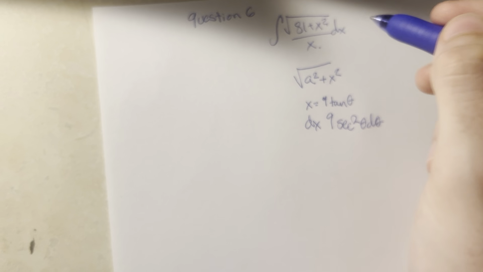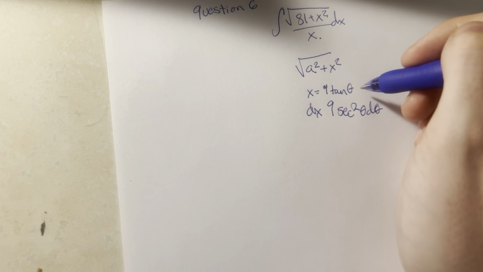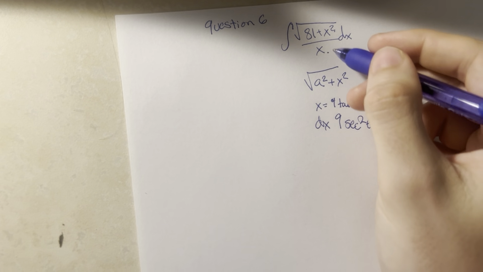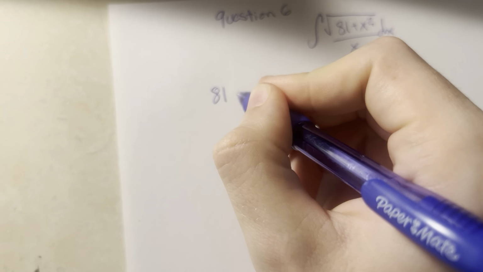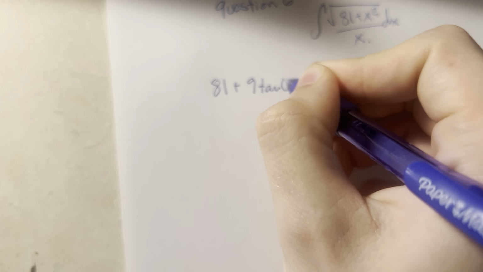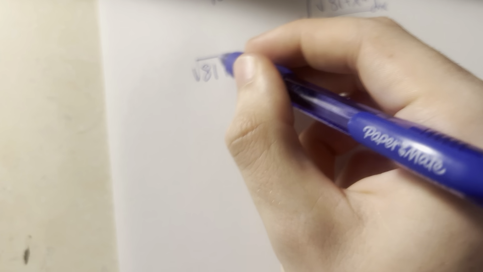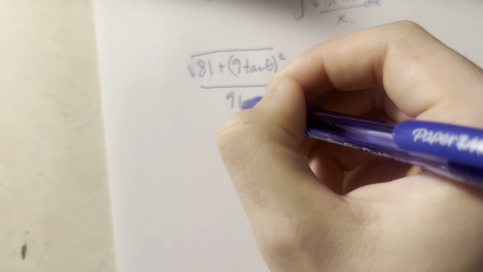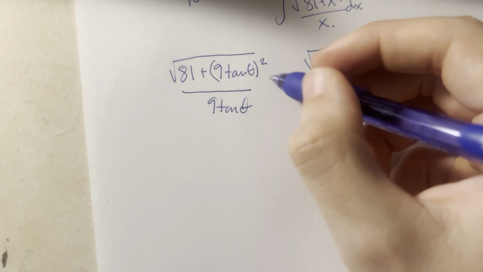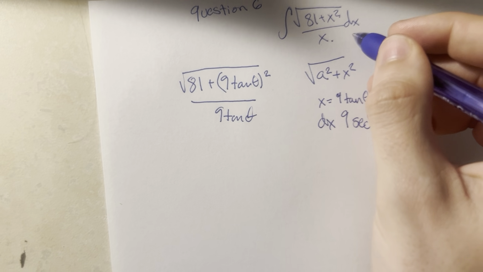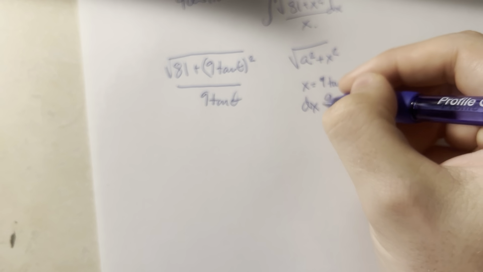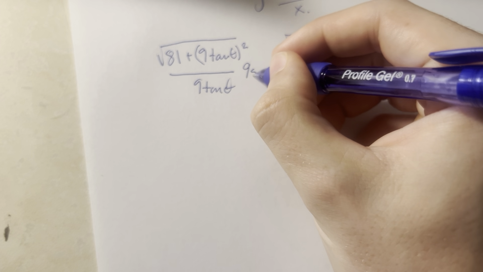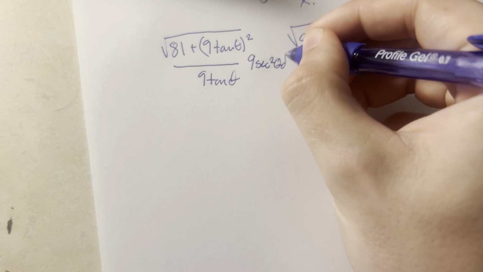You'll see in a second why we used this identity to solve for this function. So we'll perform the substitution: the square root of 81 plus (9 tan theta) squared, all over 9 tan theta, times, since dx is over here, we must include it, d theta, or dx, which is equivalent to 9 secant squared theta d theta.